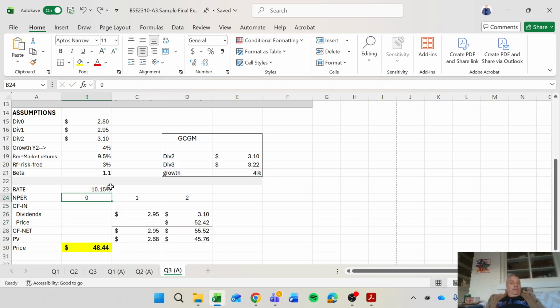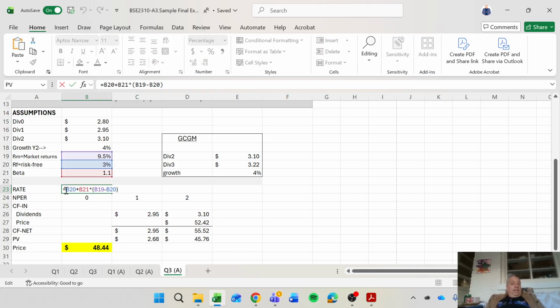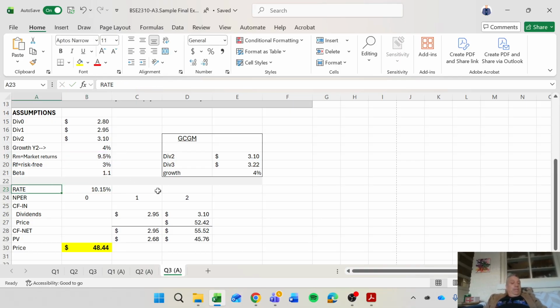But first we have to figure out the other piece of the sub-puzzle, which would be what would be the expected rate. So the rate uses the capital asset pricing model, so that equals B20, risk-free 3%, plus beta, B21, of 1.1 multiplied by, then open a parenthesis, the quantity of the market returns of 9.5% minus then the 3% for risk-free, close that parenthesis, and then we see that the required rate of return would be 10.15%.